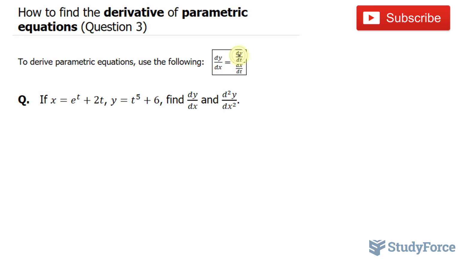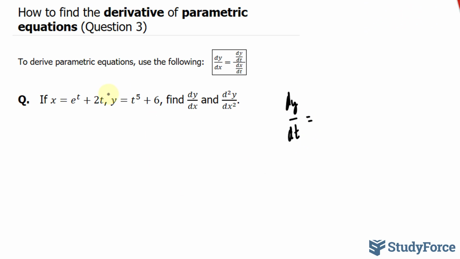Let's start by finding dy over dt. We start with this expression. t to the power of 5 becomes 5t to the power of 4, and the derivative of 6, a constant, is 0. We just found the top part.